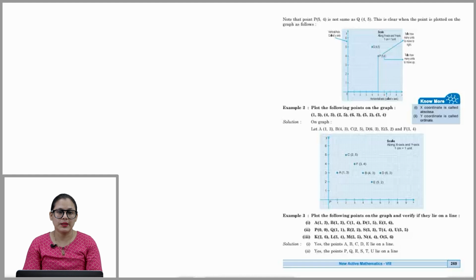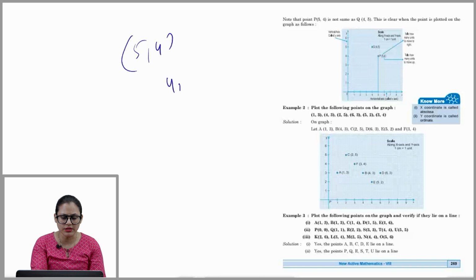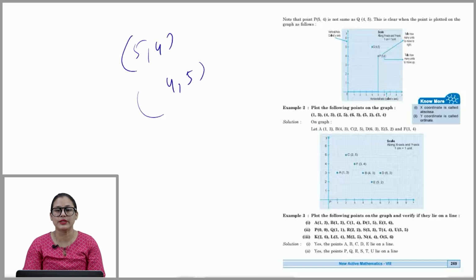Note that point P, 5 and 4, is not the same as Q, 4 and 5. Point 5 and 4 is not similar to 4 and 5. This is clear when the point is plotted on the graph as follows. First we take the x coordinate and then we take the y coordinate. So this is the point P and this is the point Q. So there is a difference, right? Now, the x coordinate is called abscissa and the y coordinate is called ordinate.